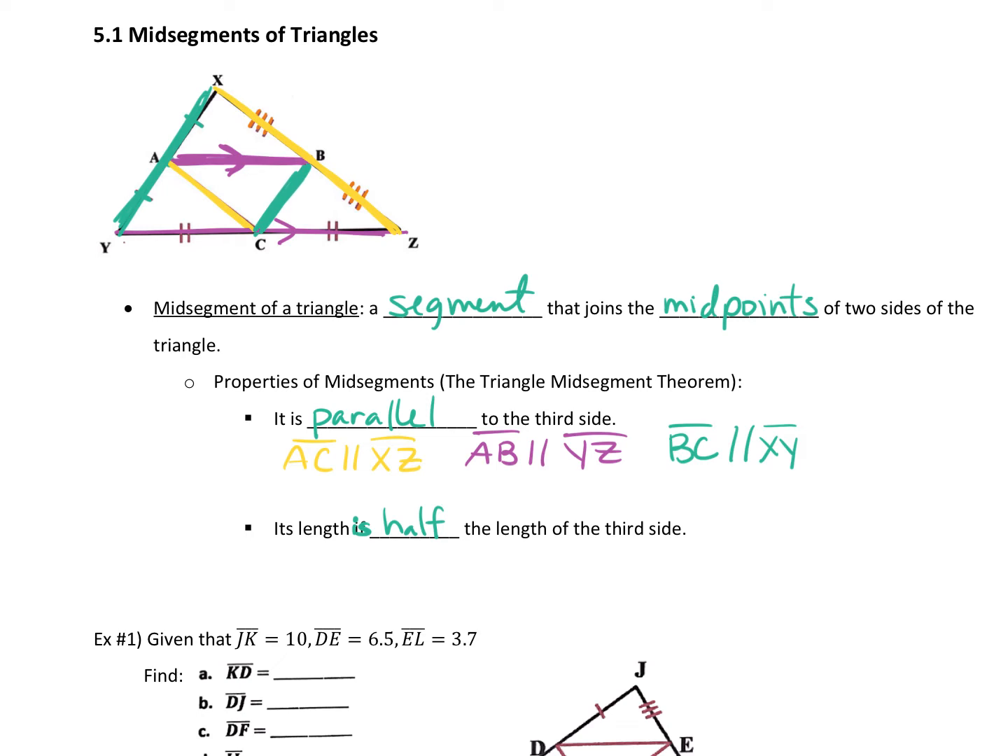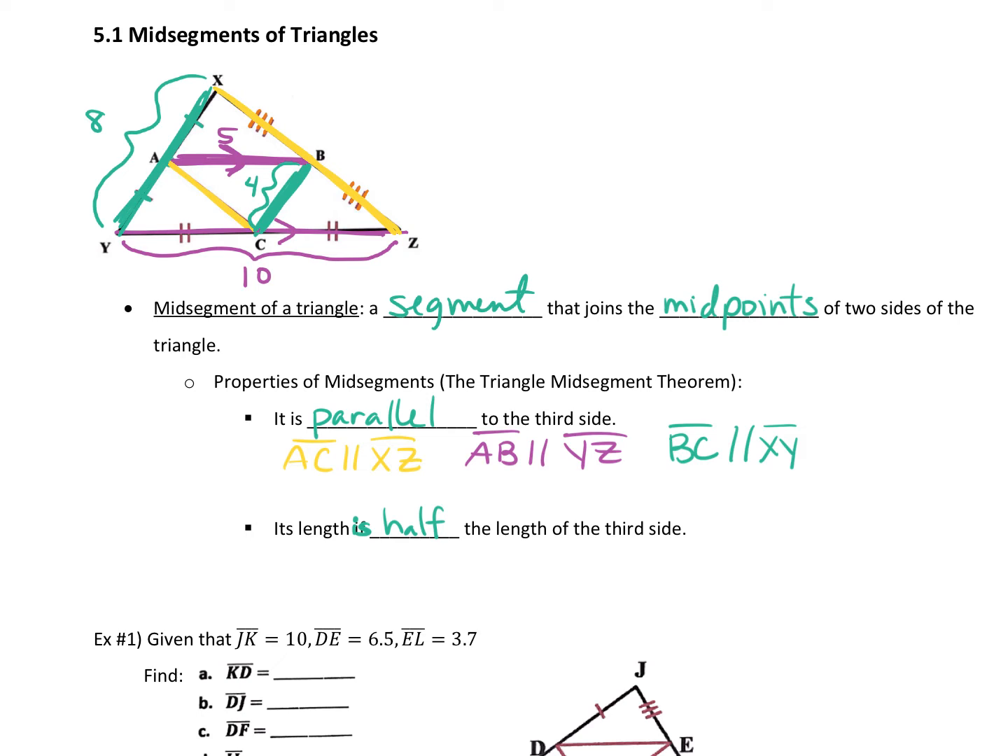If this side right here, let's say it's 10 units long. Okay, then its mid-segment is half that length, which would be what? 5. What segment is 5? AB would be 5. Okay, so if we come over here and I tell you that this segment is 4, then what is this one? 8. Okay, so yes, one is half of the other.